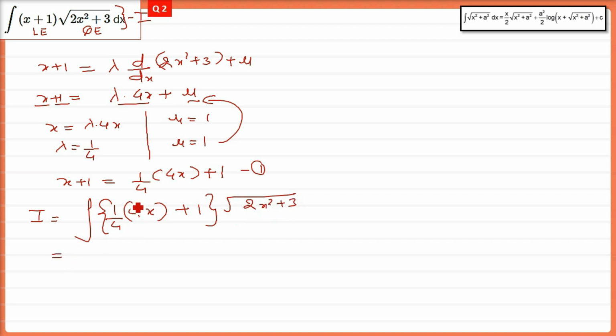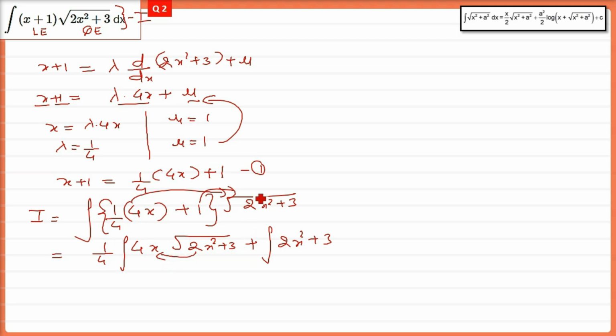Now we'll multiply this 1 by 4 into 4x with under root 2x squared plus 3. So I'm taking 1 by 4 out because it is a constant. I'm not taking 4 away from x. I'll keep that under root 2x square plus 3 there. Now multiply 1 with under root 2x square plus 3. So 2x square plus 3 direct differentiation will give you 4x.